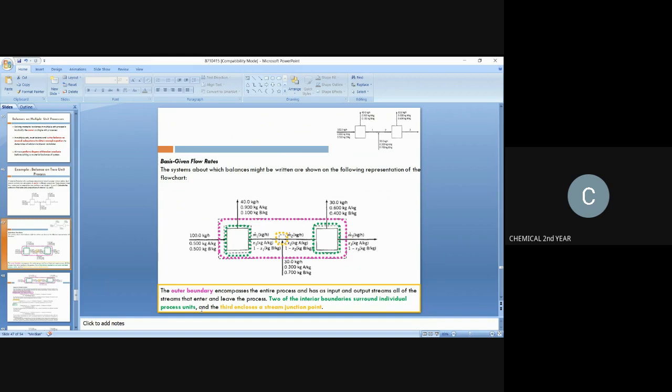The system above might be drawn with the following representation on the chart. The outer boundary encompasses the entire process and has the input and output streams of all the streams that enter and leave the process. Two of the interior boundaries surround individual process units, and the third encloses a stream junction.